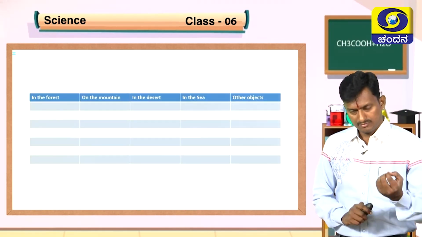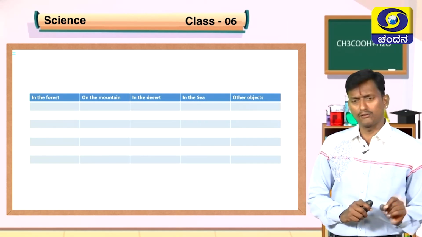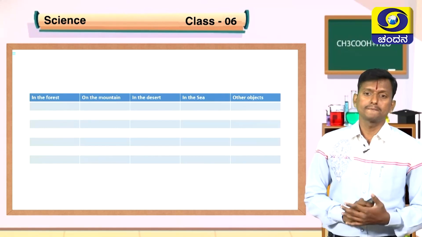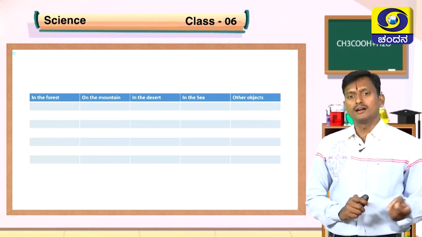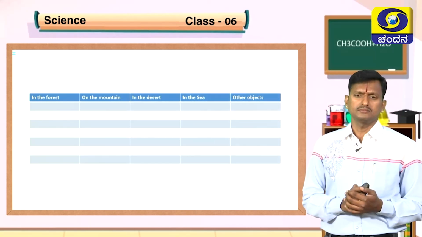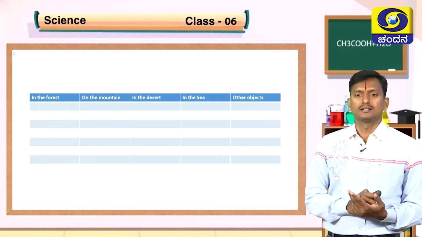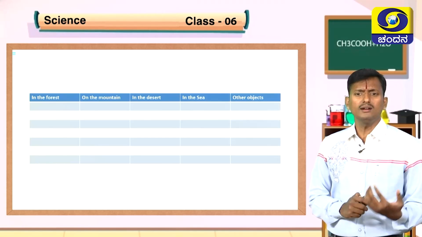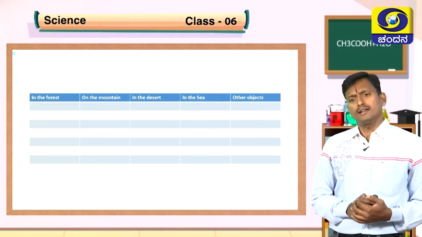Now, fill this table, that is, in the forest. What do you see in the forest? Other than plants and animals, on the mountain, in the desert, in the sea, what other objects do you see? What type of birds are you seeing and what non-living things are you seeing? Just go on listing in this table.